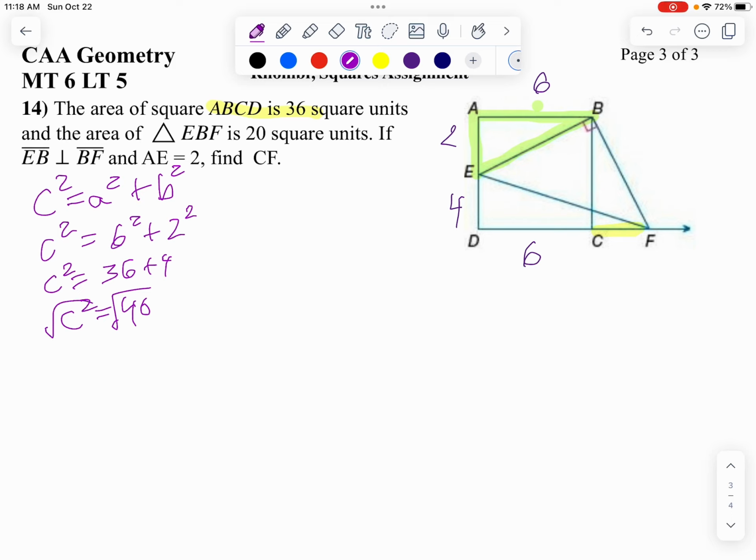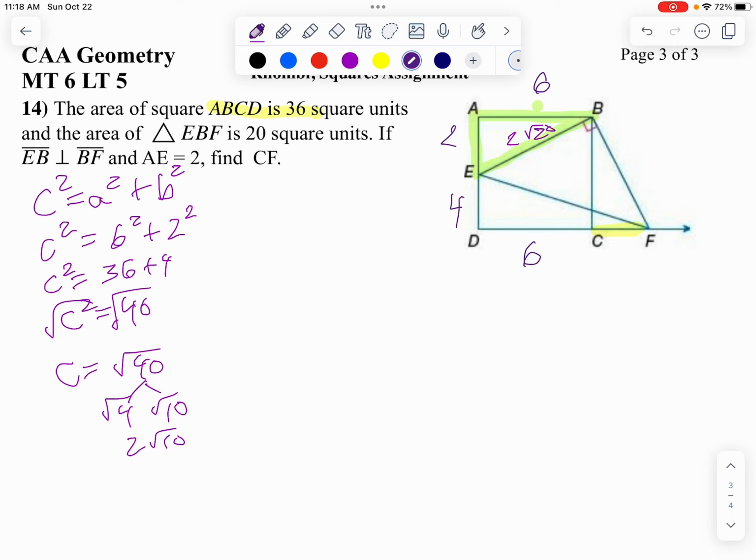Take the square root of both sides. C is the square root of 40. I'm going to simplify that. That's the square root of 4 times the square root of 10, or 2 square roots of 10. So I know E to B is 2 square roots of 10.